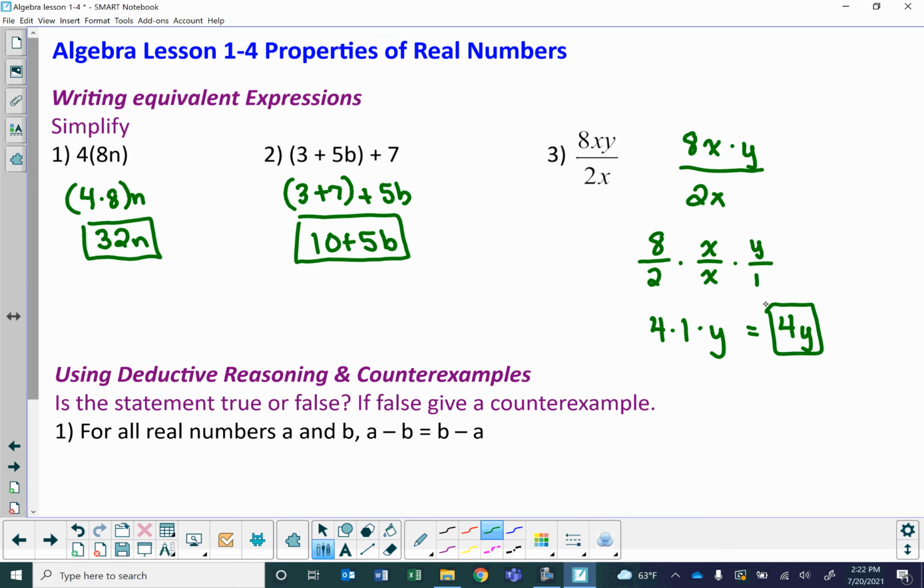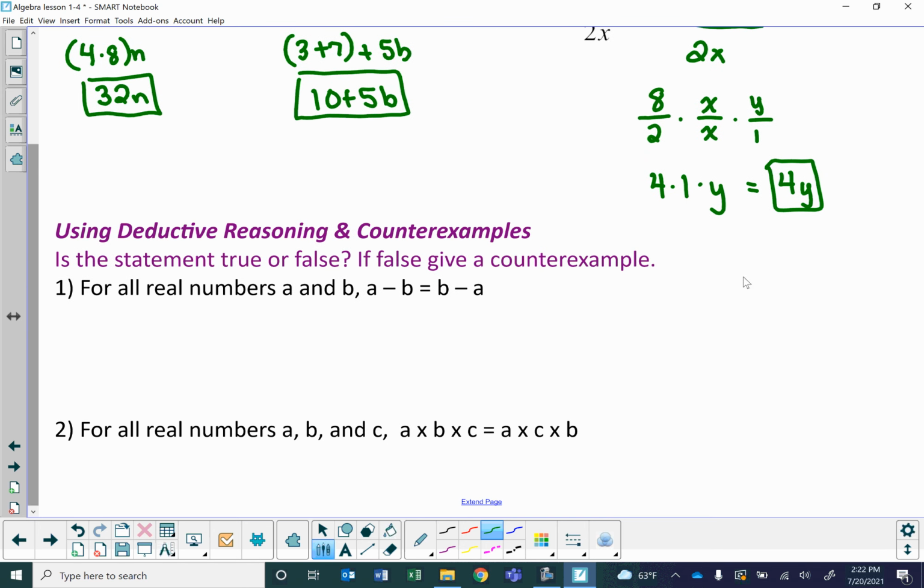Now we're going to look at using deductive reasoning and counterexamples. It says, Is the statement true or false? And if it is false, give a counterexample. It says for all real numbers a and b, a minus b equals b minus a. So no matter what, if I take a and I subtract b, I should get the same answer as if I take b and subtract a.